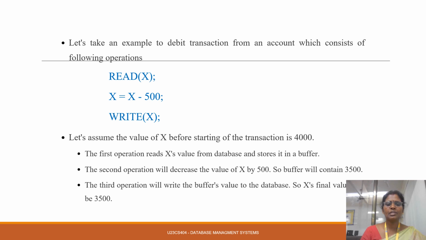Let us take an example here. Read of x and x equal to x minus 500, write of x. So in the first instruction, the value of x is read from the database and stored into the buffer. The next instruction, the value of x is deducted by 500, again it is stored in the buffer. When write of x is executed, then only the content from the buffer is stored into the database.